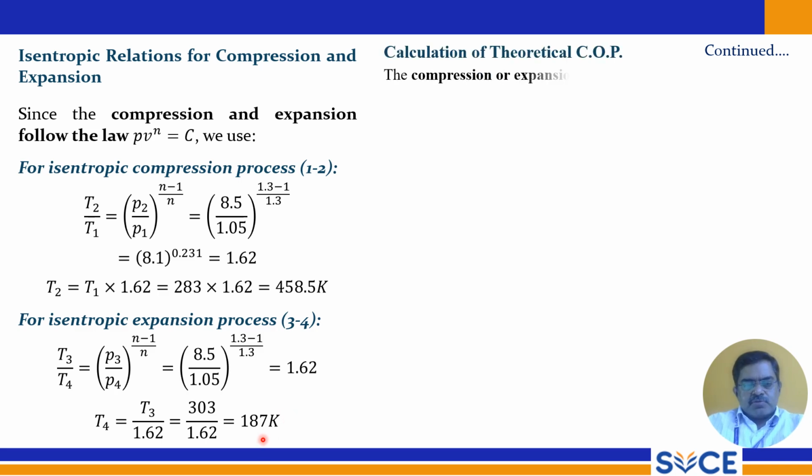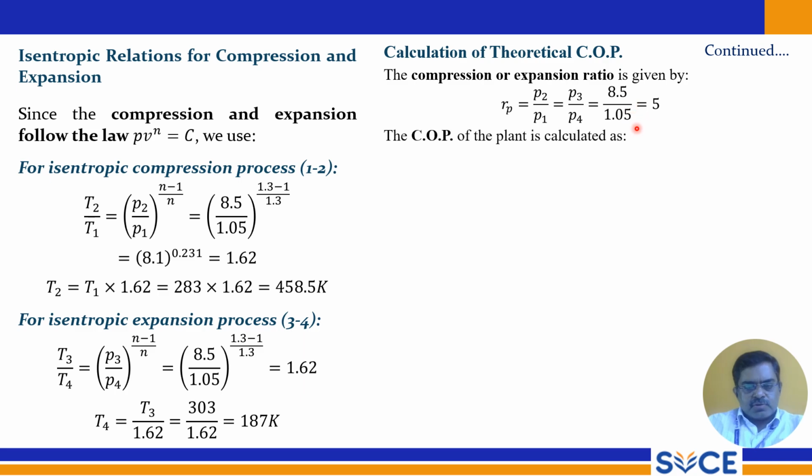And calculation of the COP, we need to calculate the theoretical COP. The compression or expansion ratio is given by Rp equal to P2 by P1 equal to P3 by P4, that is equal to 8.5 divided by 1.05, that is equal to 5. So Rp we have calculated here. So with that COP of the plant is calculated like this. COP equal to, in terms of T4 divided by T3 minus T4, equal to 187 divided by 303 minus 187 equal to 1.712. So this is the first answer.